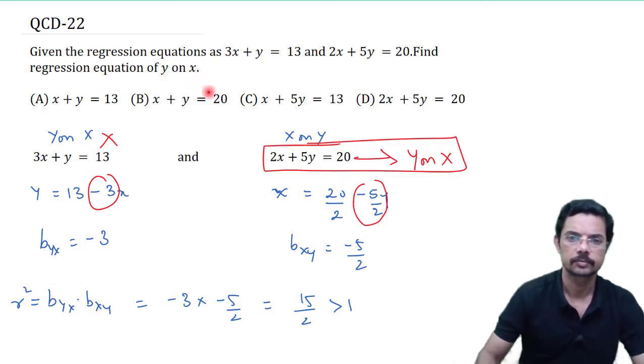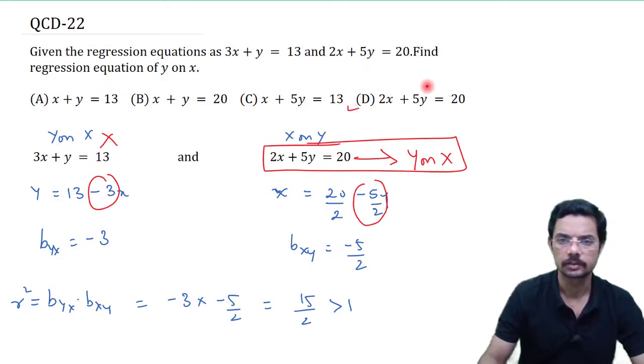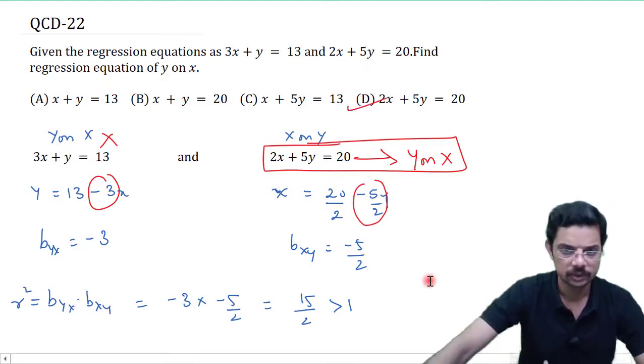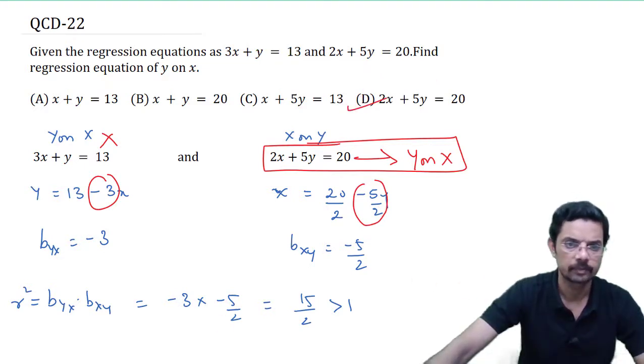Option D will be your answer. Next question, question number 23.